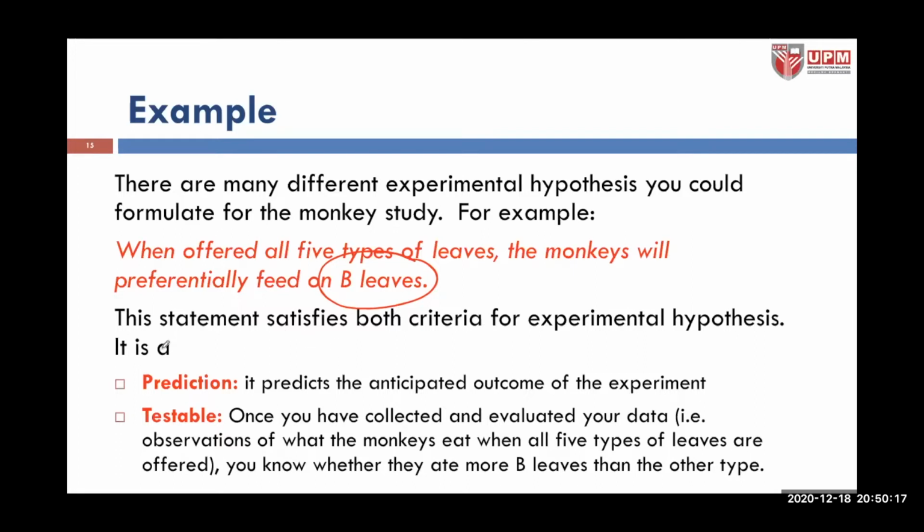So let us see in terms of the characteristics. This statement satisfies both criteria for the experimental hypothesis. It is a prediction, because you are guessing what is going to happen. It predicts the anticipated outcome of the experiment. And it is testable, because from the result you can see whether bee leaves finish compared to other leaves. Once you have collected and evaluated your data, or observations of what the monkeys eat when all 5 types of leaves are offered, you know whether they ate more bee leaves than the other types.